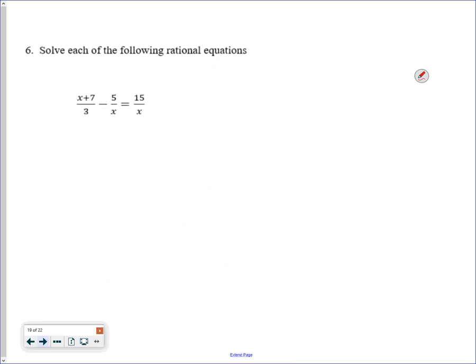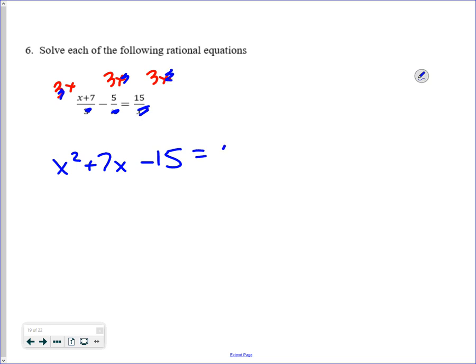If you have multiple fractions in the question, you need to multiply through by the common denominator. So the common denominator in the problem would be 3x. What that will allow us to do is to get rid of all the fractions. 3 gets canceled. I'm left with x times x plus 7. X's cancel. I'm left with negative 5 times 3. And again, the x cancels, and I'm left with 45.